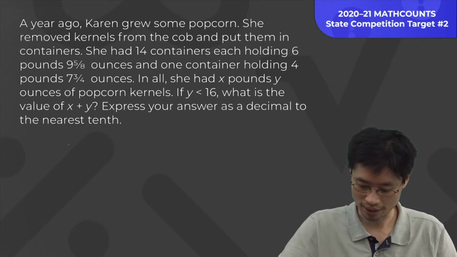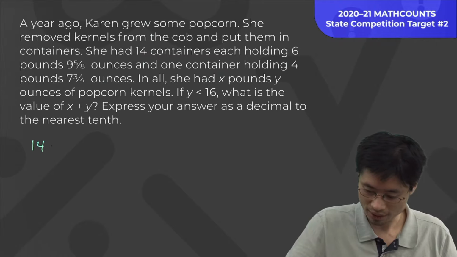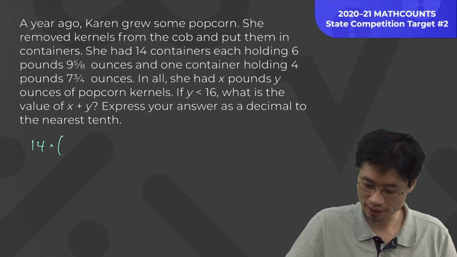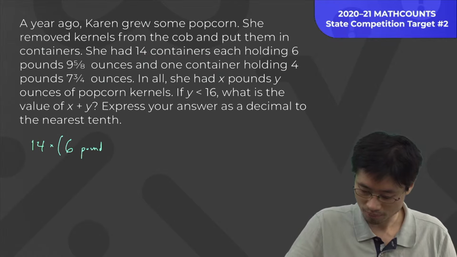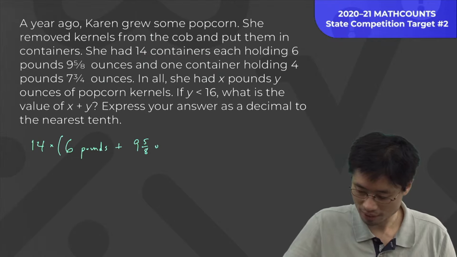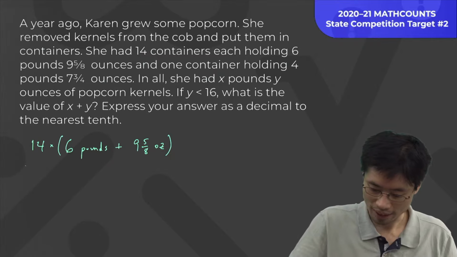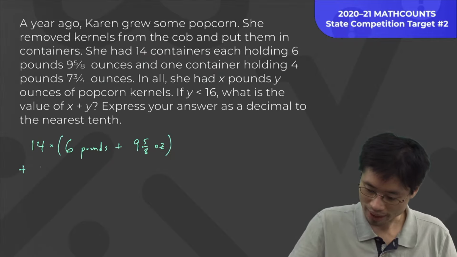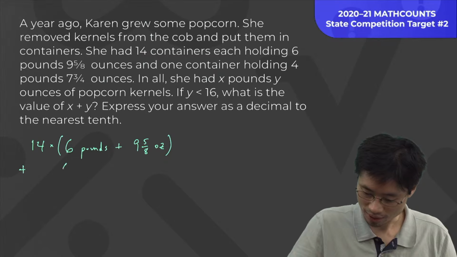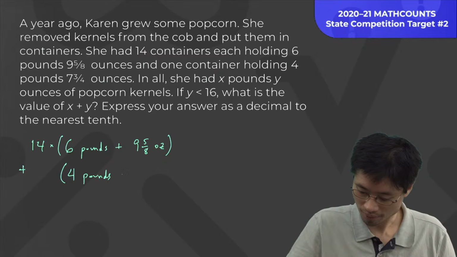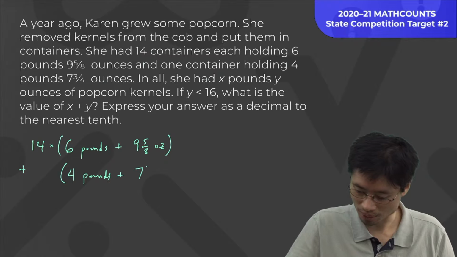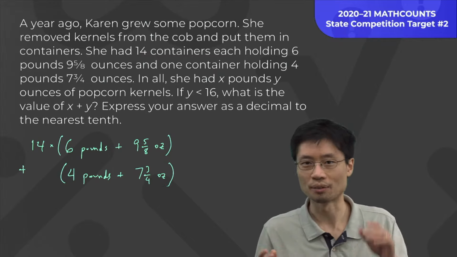No, there were 14 containers, and each of the 14 containers is 6 pounds, 9 and 5/8 ounces. Ounces is OZ. I'm just writing down what I've got. And I have one container which has 4 pounds and 7 3/4 ounces. I always want to make sure I read the question right.